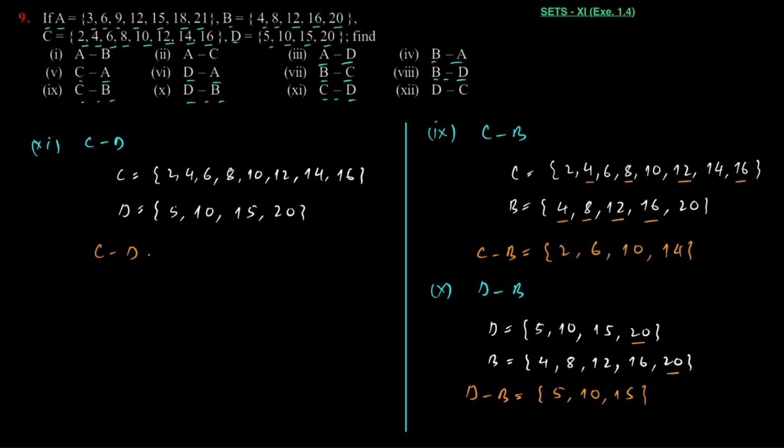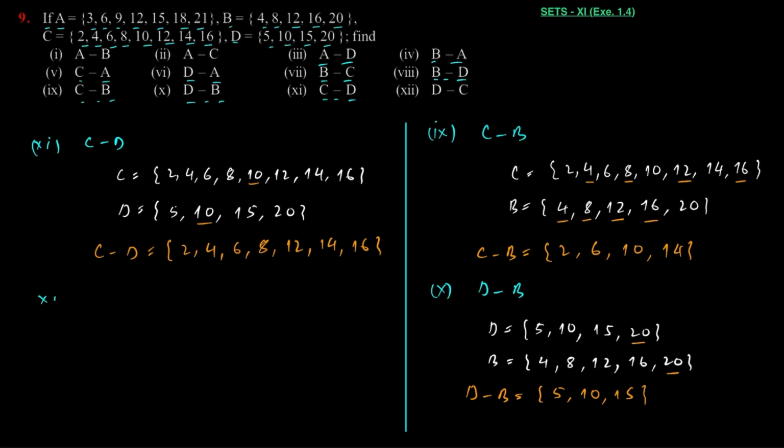So what will be C minus D? Let's see what are the common elements. Here we have only one element which is common to both the sets. It's 10. So this set will be set C excluding element 10, as it's the element belonging to D as well. So this set will be containing elements as 2, 4, 6, 8, 12, 14, and 16.